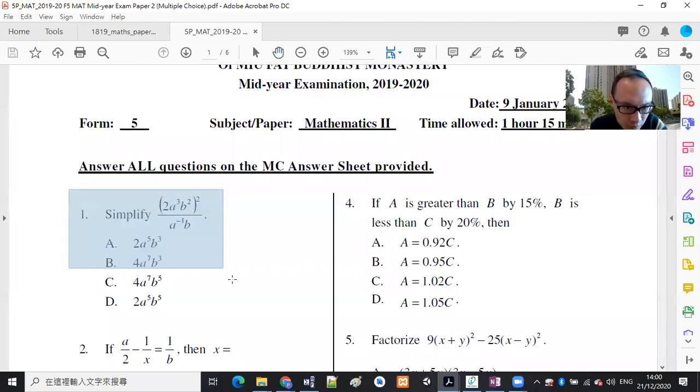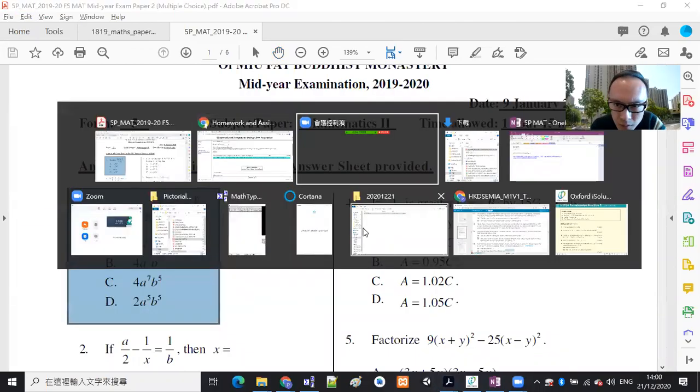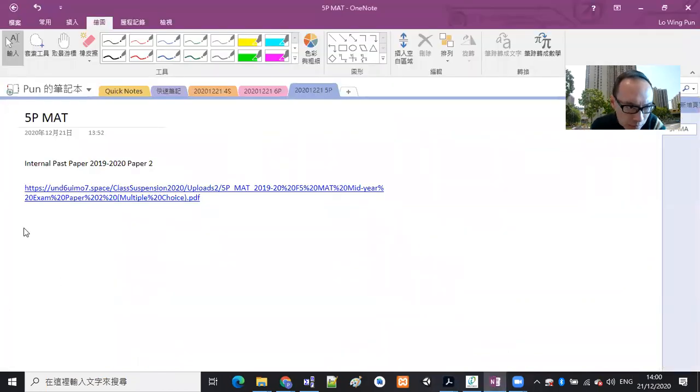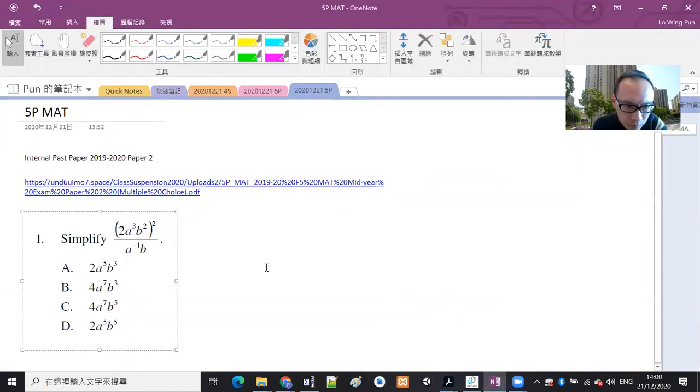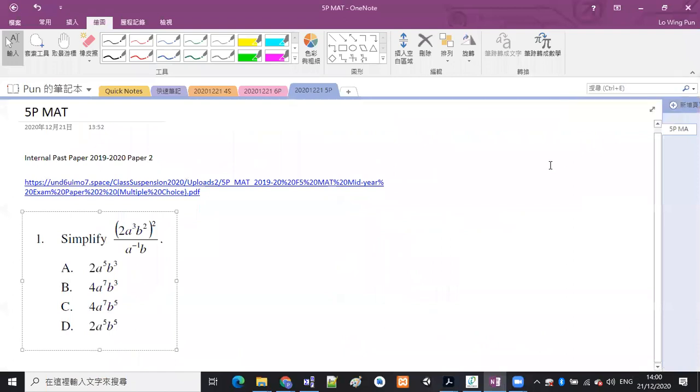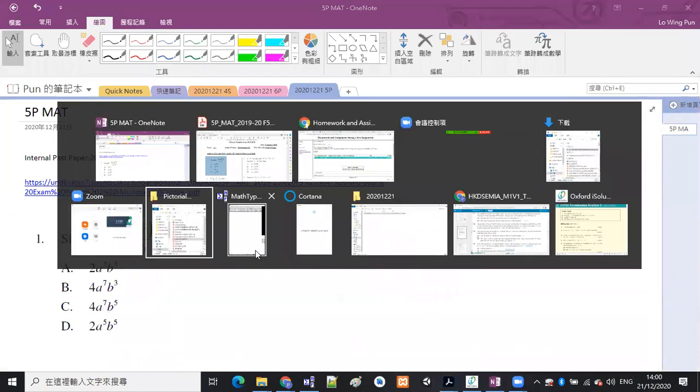Number 1. Number 1, to simplify this, so this is a laws of indices problem, right?